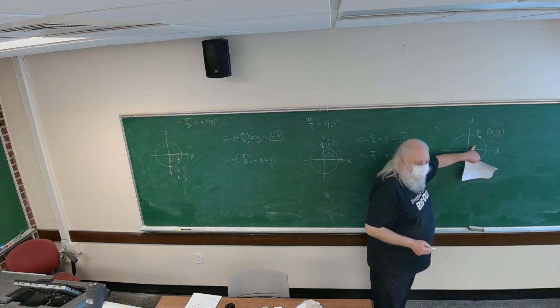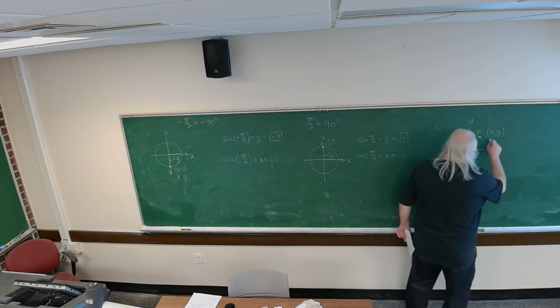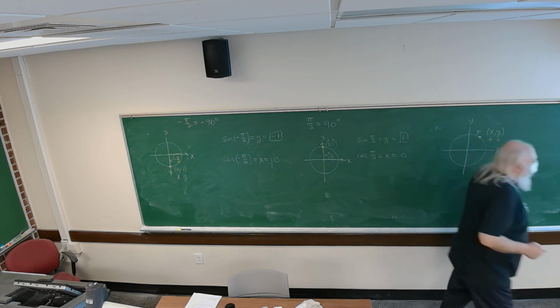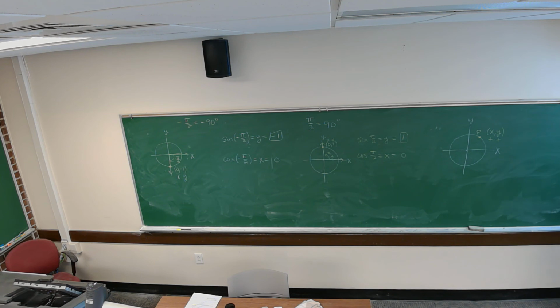In the first quadrant, all x coordinates are positive and all y coordinates are positive. Okay? And since cosine t is equal to x, it's positive, and since sine t equals y, it's positive. So both cosine t and sine t are positive when the terminal side of that angle is in the first quadrant. Okay?